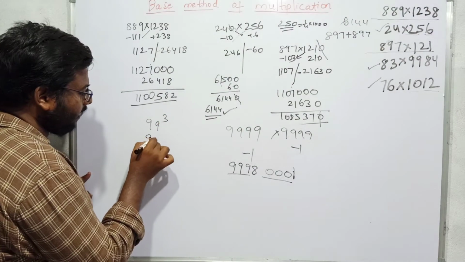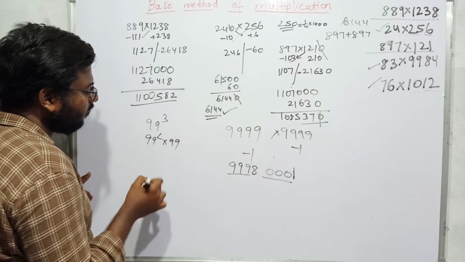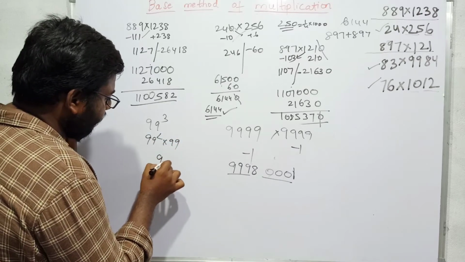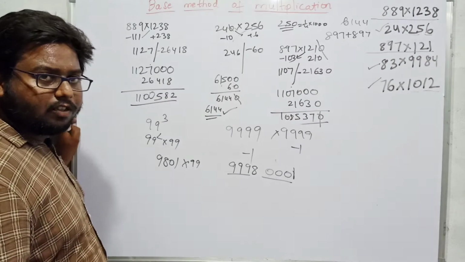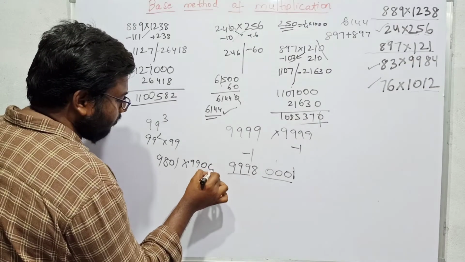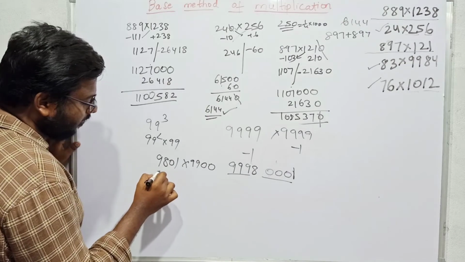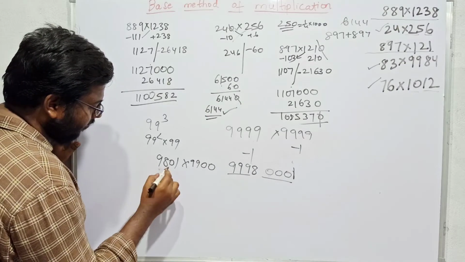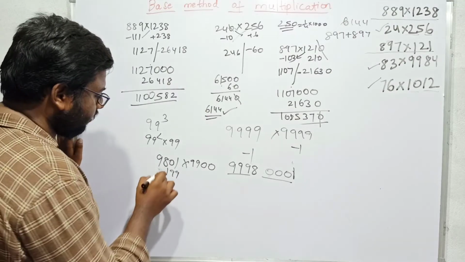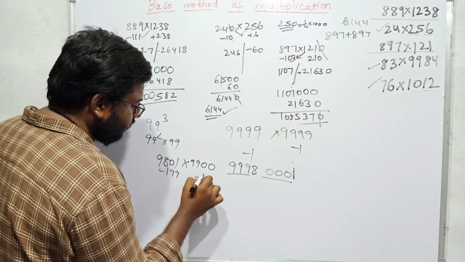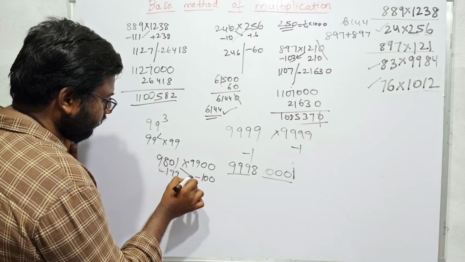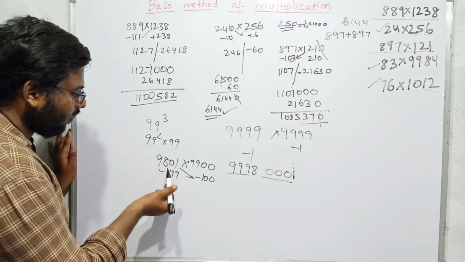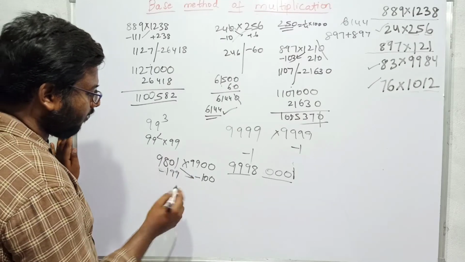For example, if you want to calculate 99 cube, 99 cube is nothing but 99 square into 99. That means 99 square is 9801 into 99. I can calculate this using the base method also. If I put 00 here, how far is this? It is 199 far from 10,000, so -199, and this is -100 far. So if I operate this on this number, this is 9801 minus 100.